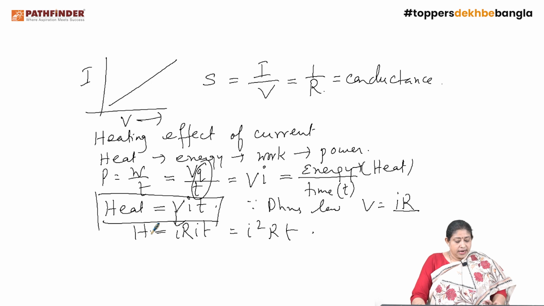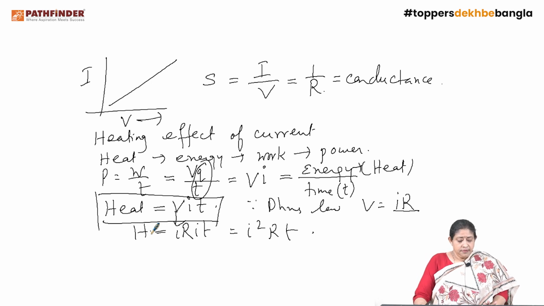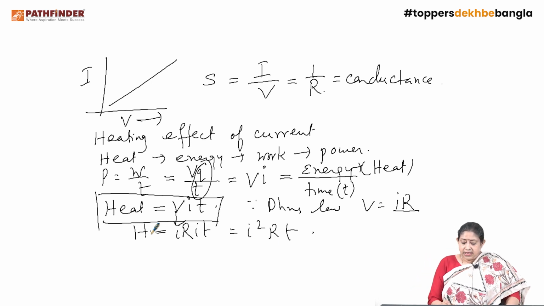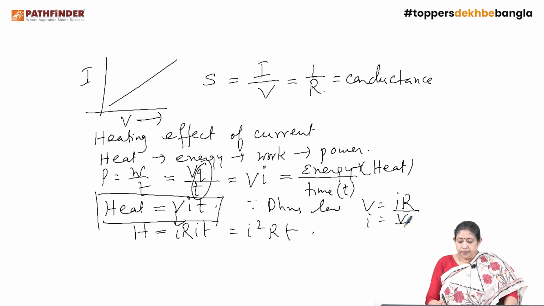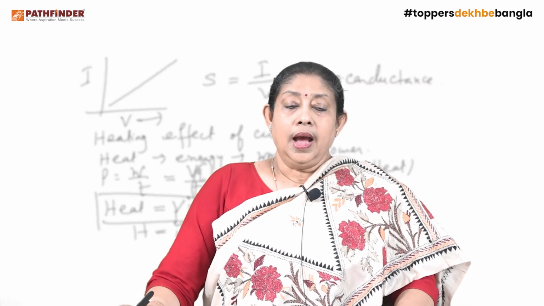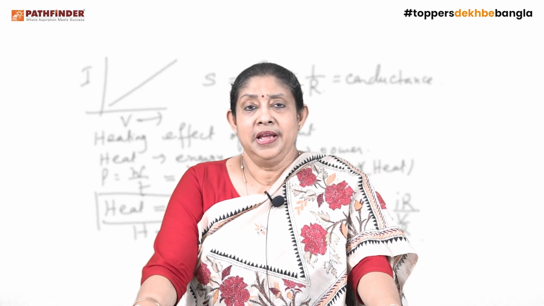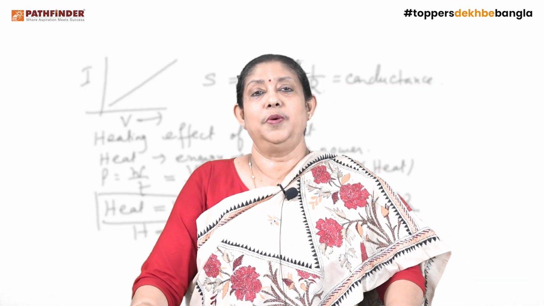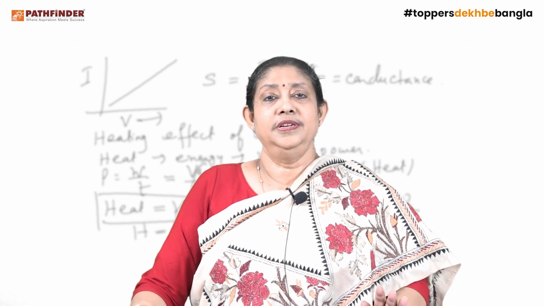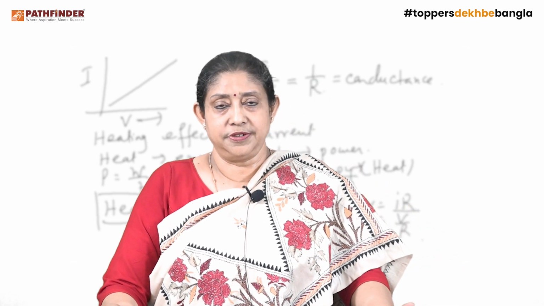Similarly, if I want to get rid of the term I, then I write I is equal to V by R from Ohm's law, and therefore, heat generated becomes equal to V square by R into T. I think this video had helped you to have the basic correlation between the different terms that we use in current electricity.